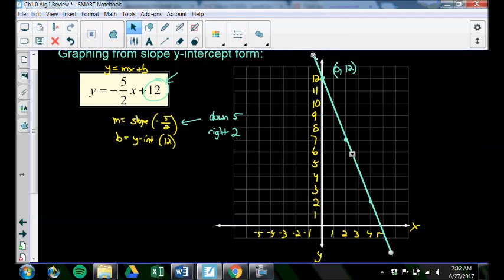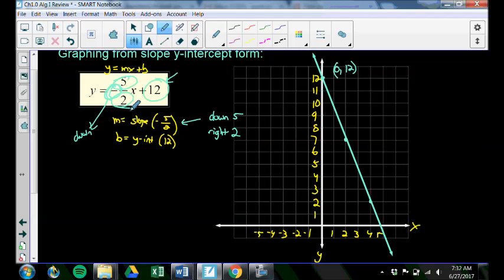There's a couple things I want to make really, really clear. One of them is, if ever the slope is negative, I always think of that as being down, never left. So this is going to be down 5, right 2. The top number is telling you how far up or down to go. The bottom number tells you how far to the right to go. Always go to the right whenever you can, meaning if you have space to the right, go to the right. So this is down 5, right 2.